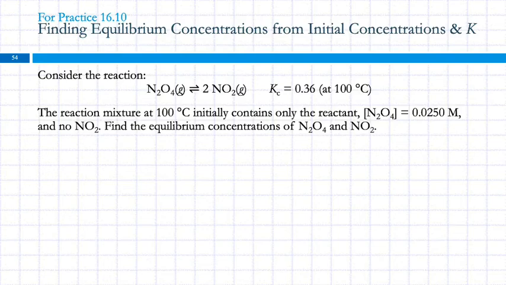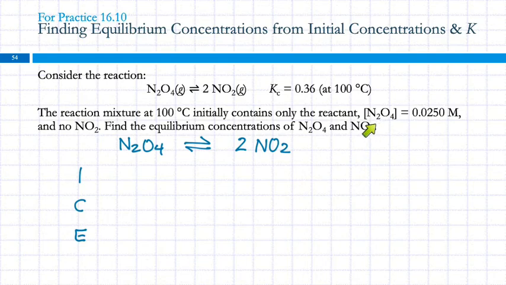Here's another one, right? This one only has two things, one reactant and one product. So consider this reaction. Initially, we only have the reactant and no product. Find the equilibrium concentrations. So we're going to make an ice table. ICE. Initial concentration. So the N2O4, 0.0250, and this one is 0.